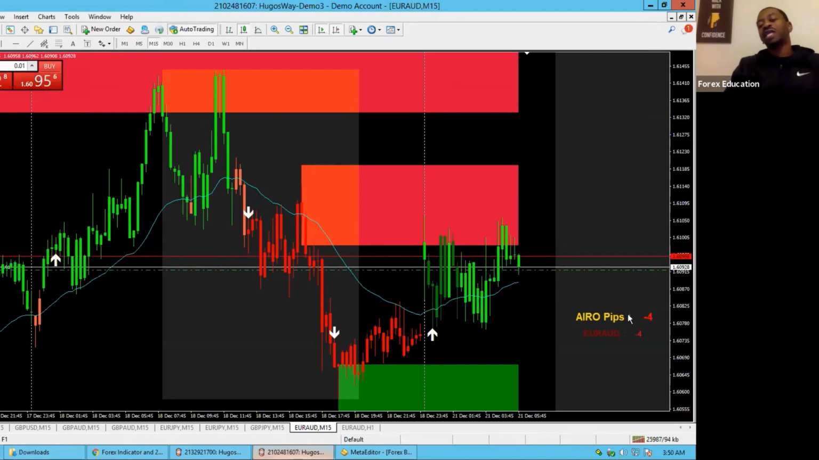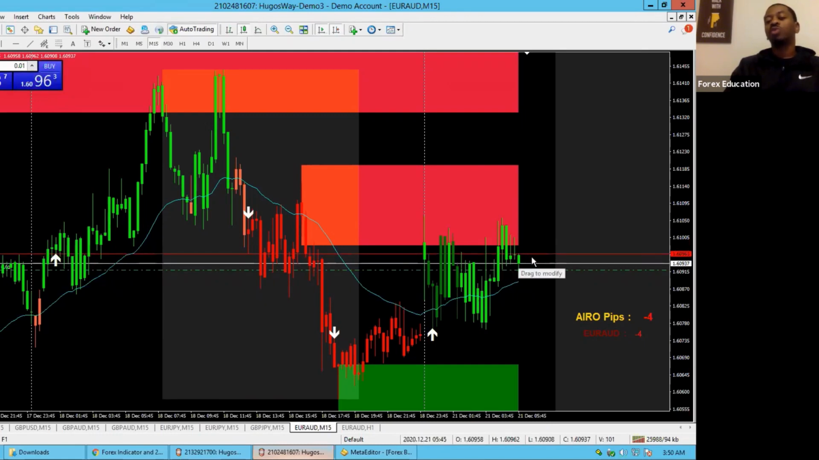So when I get into profit, both of these lines must be below the dotted green line. My entry is here. When both of these lines are below it, I'm in profit.